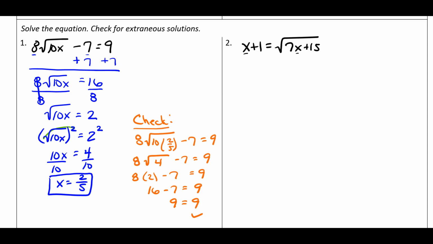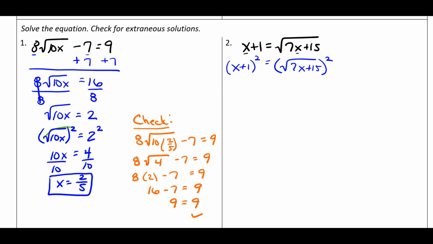So notice that the radical is on the right side all by itself. It's already isolated. So our first step would be to square both sides to undo that square root. So if I square the right side, I also have to square the left side. And notice I'm putting x plus 1 in parentheses. That's because I'm going to square that sum. Whatever that equals when you have an x, so you have to put it in parentheses when you square it.